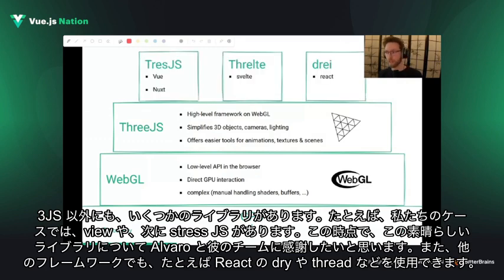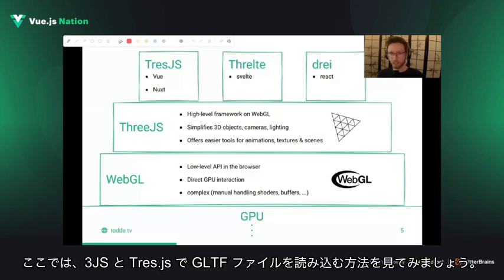In, for example, our case, for Vue and Next, there's Tres.js. A shout out to Alvaro and his team at this point for this awesome library, but also in other frameworks, there are other things. For example, you can use Drei in React or Threlte in Svelte, and so on and so on. Okay, let's see how we can load a GLTF file in Three.js and also in Tres.js for our case.